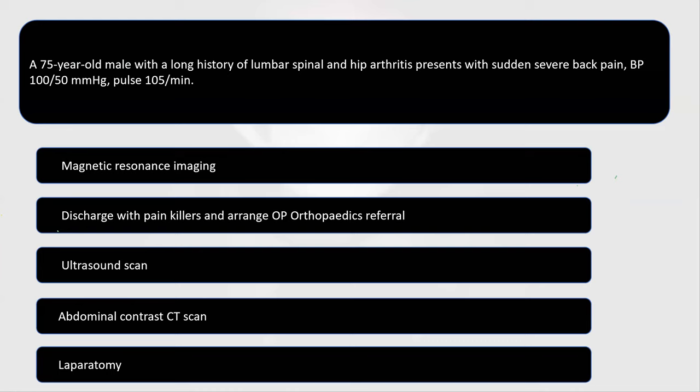Dr. Risia. Hello. A 75-year-old man with a long history of lumbar spine and hip arthritis presents with sudden severe back pain. Blood pressure is 100 by 50 and pulse is 105 per minute. The options are MRI, discharge with painkillers and arrange outpatient orthopedic referral, ultrasound scan, abdominal contrast CT, and laparotomy. Lumbar spine arthritis. Sudden severe back pain with instability, even mild. For you as a surgical registrar or surgical SHO, keep in mind. I would go for an MRI.